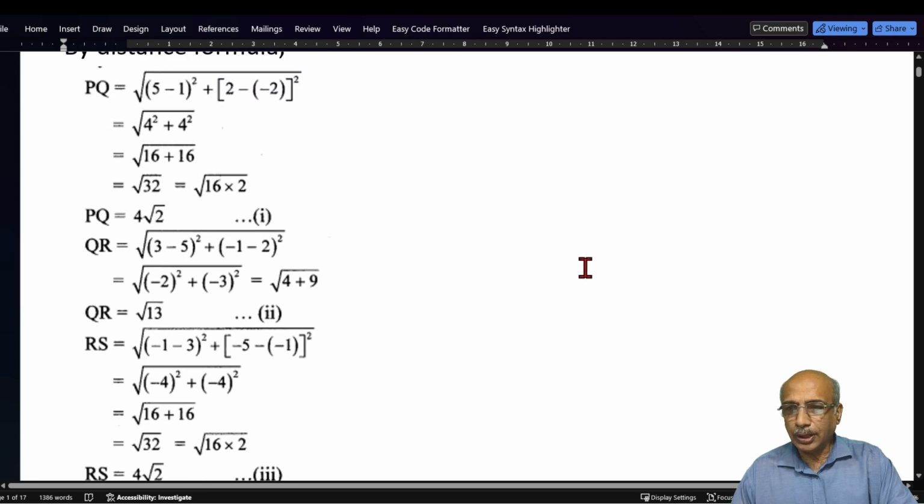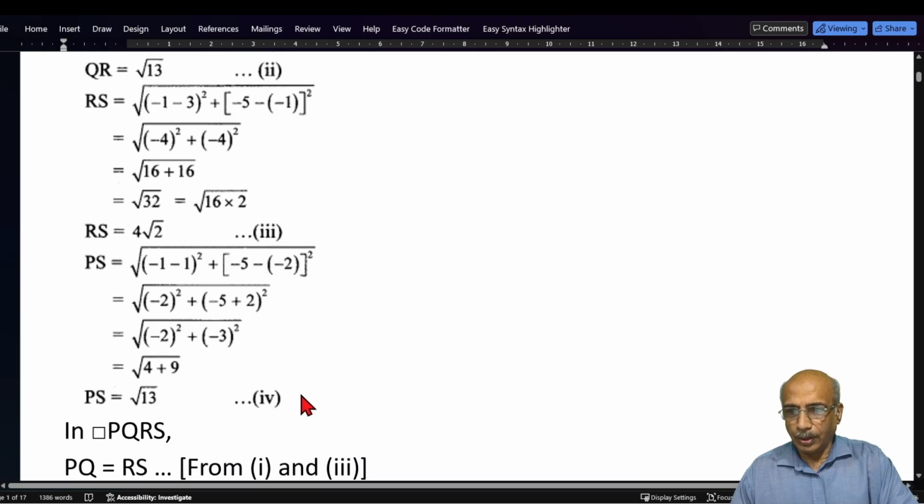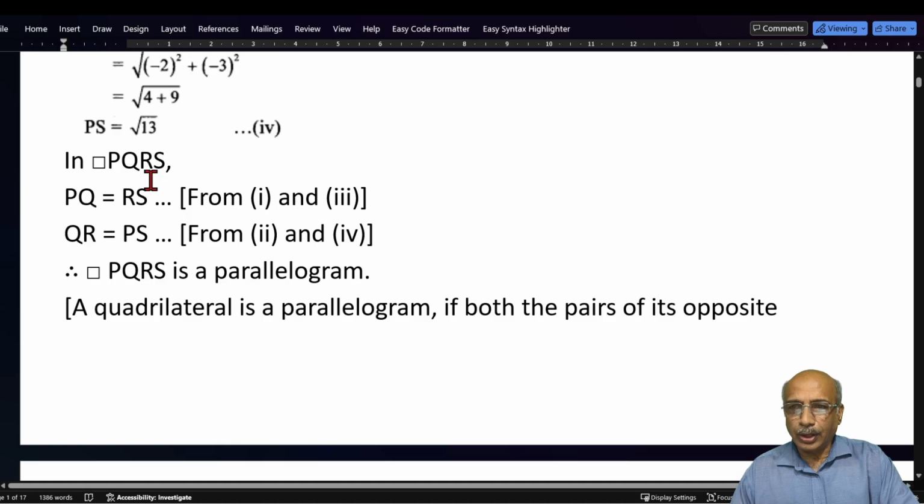So here, distance PQ equals 4 root 2, QR equals root 13, RS equals again 4 root 2 and PS equals root 13. Here you can solve by the distance formula or by the slope method also. In quadrilateral PQRS, PQ equals RS from 1 and 3 and QR equals PS from 2 and 4. Therefore, the quadrilateral PQRS is a parallelogram.